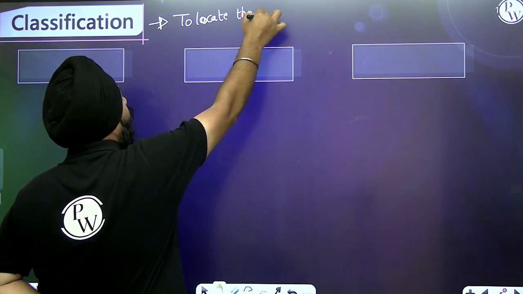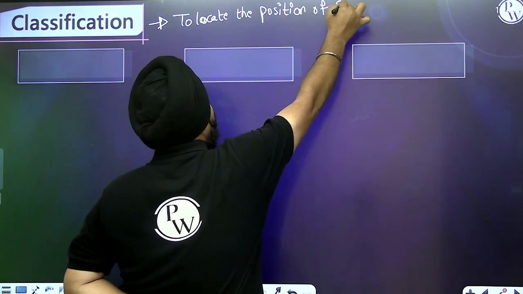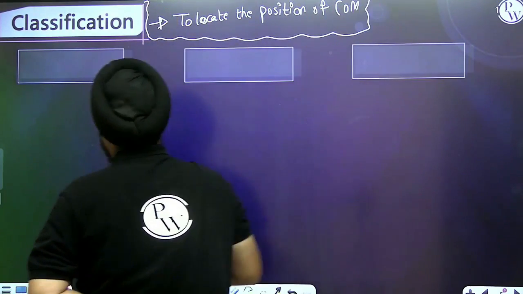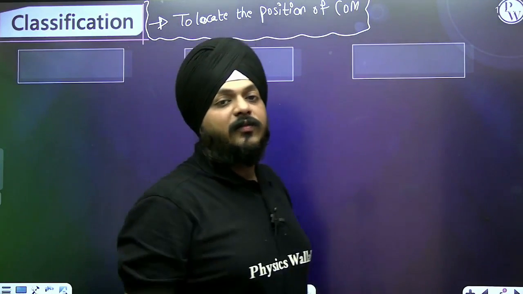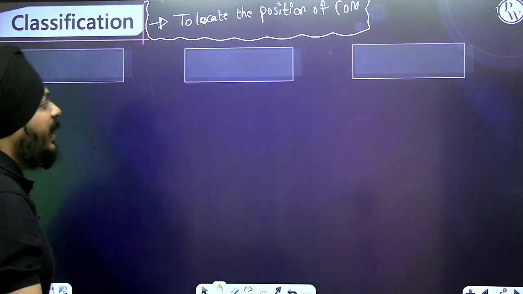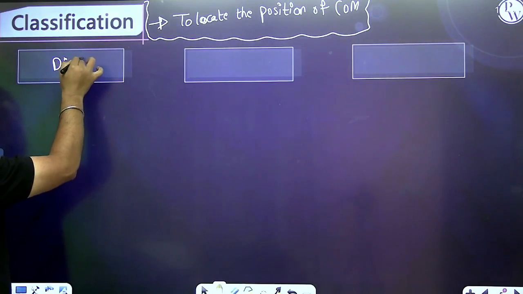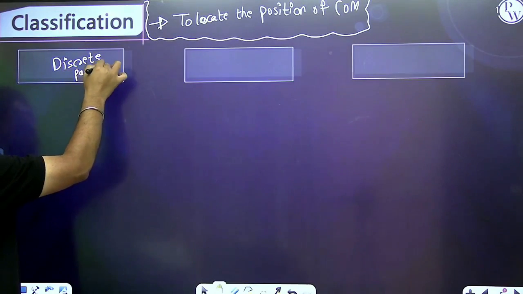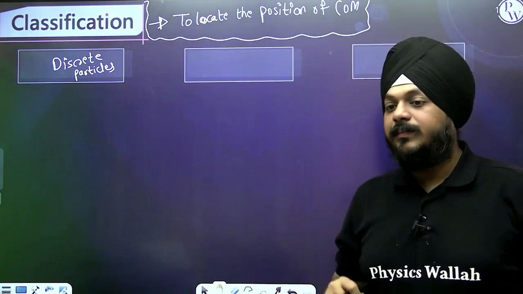the position of COM. COM stands for center of mass. To locate the position of the center of mass, this is the next target. For this, we have the specific classification. We are going to locate the center of mass for the system formed by discrete particles. There are discrete particles forming the system.